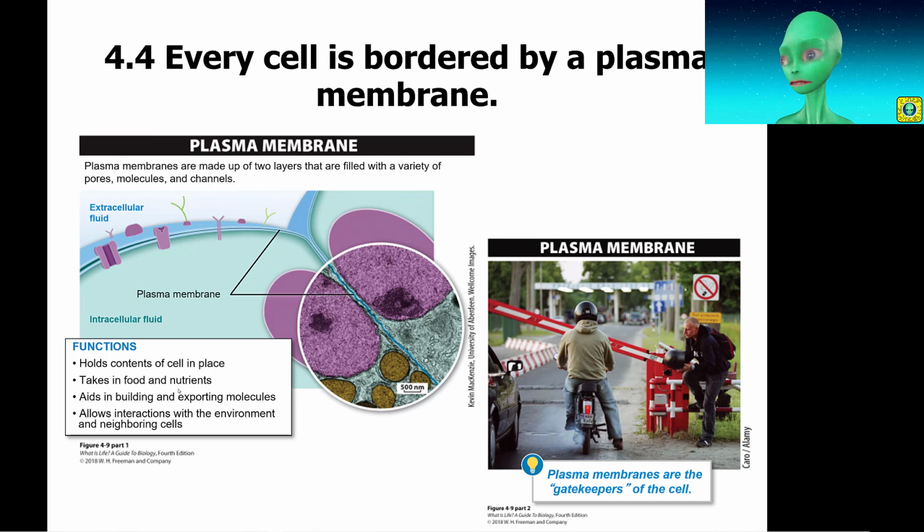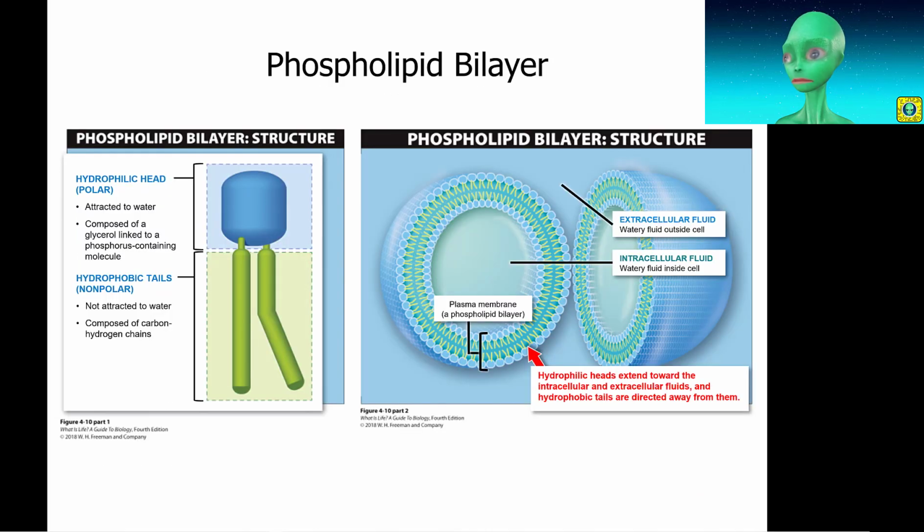It holds the contents of a cell in place, takes food in and nutrients and various other things, and aids in building molecules that are embedded that can transport things in and out. You can see all this elaborate stuff up here. Plasma membranes are the gatekeepers. They essentially are the doors and windows to allow you to get in and out of the building. And it can be very selective, so keep that in mind. All made up of a very simple concept that we've already talked about.